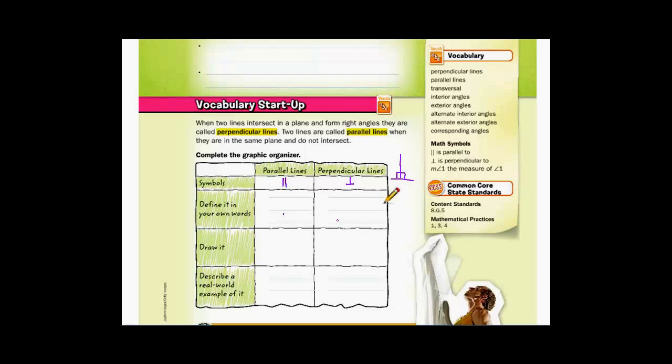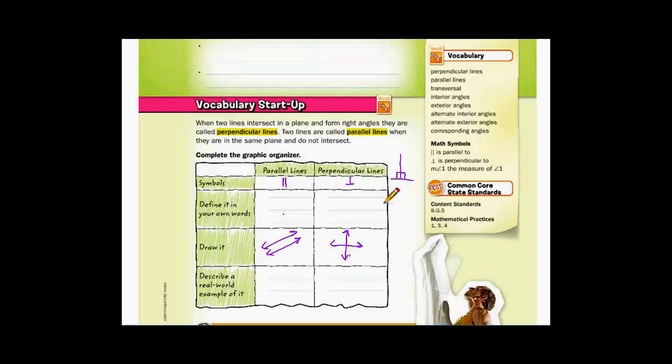So if I were going to draw it, you can draw something like that. They don't always have to be straight up and down. Parallel lines. Perpendicular lines. Most often you will see them looking like this, almost like the X and Y axis on our coordinate planes. Describe a real-world example of it.